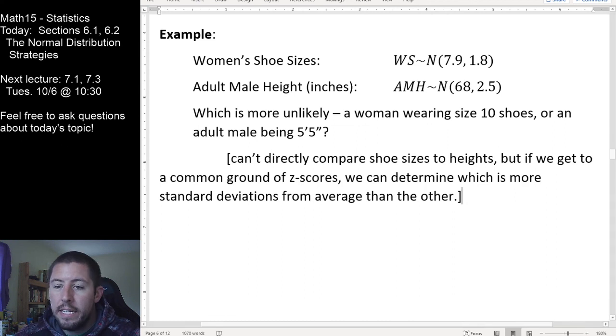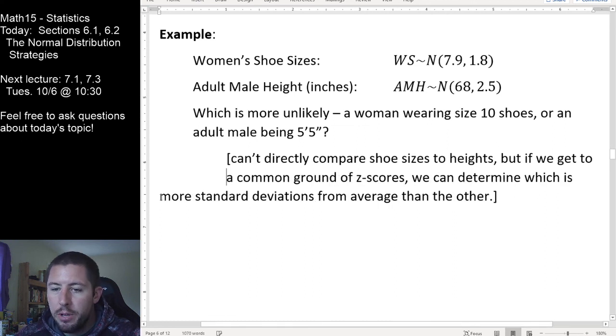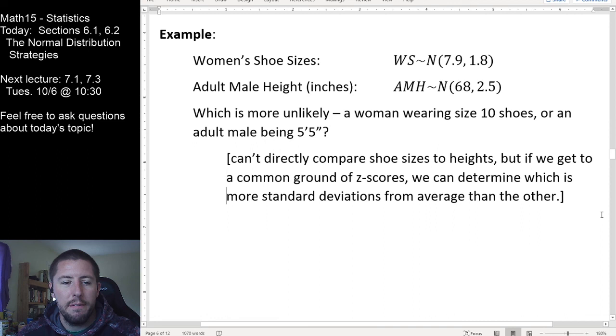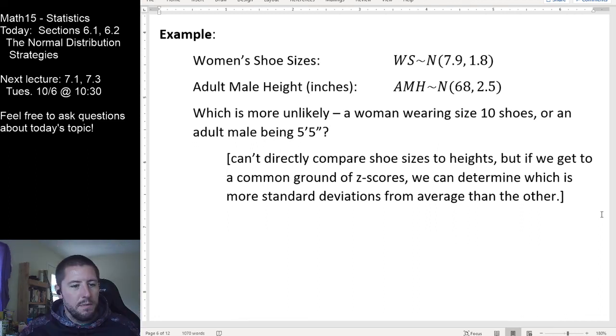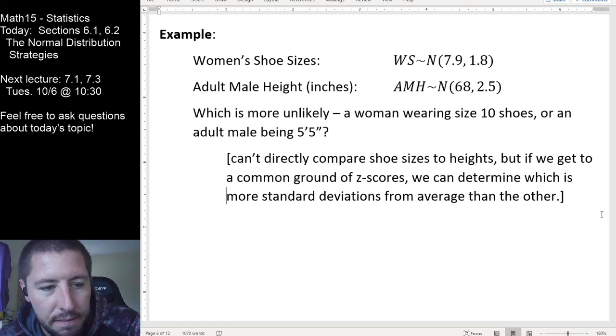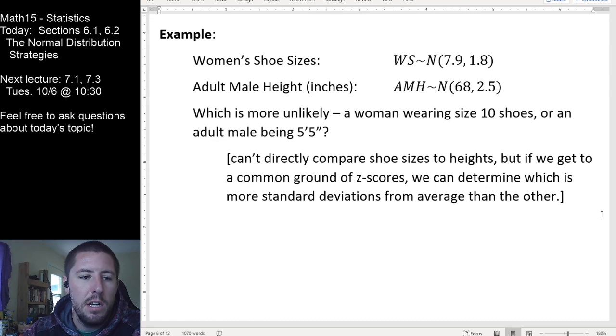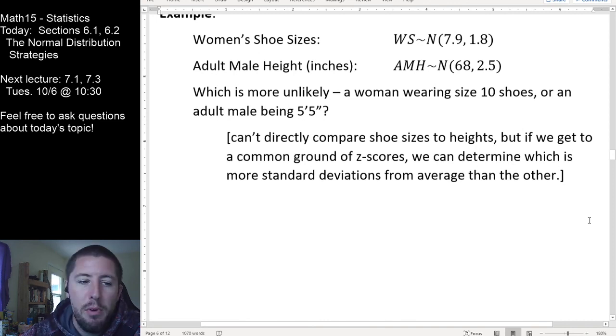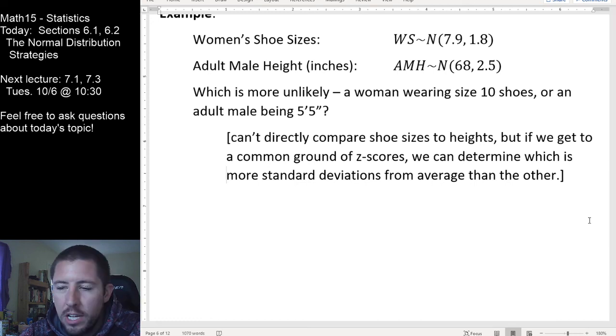What I can see in my normal distribution graph is that the further you get from the average, the lower the graph gets, indicating that there's less and less probability of seeing those further and further away events in standard deviation. And so I'm thinking if I can find out which one is more standard deviations away from its average, then that's the less likely outcome. So which is more likely, a woman wearing a size 10 shoe or an adult male being 5'5"? And again, I'm not even going to compute the probabilities of these events. I'm just going to compute how many standard deviations away each of these are from average and make a direct comparison from there.